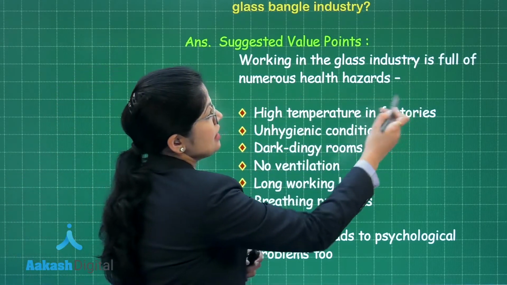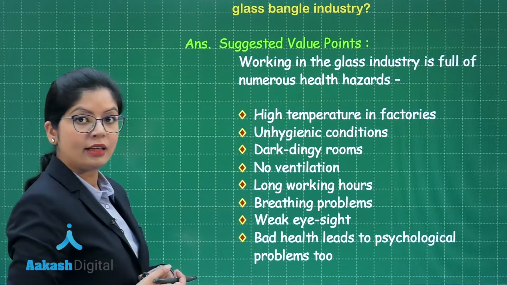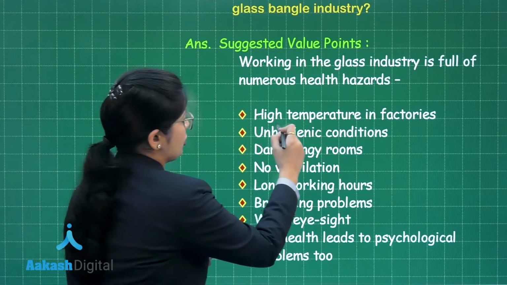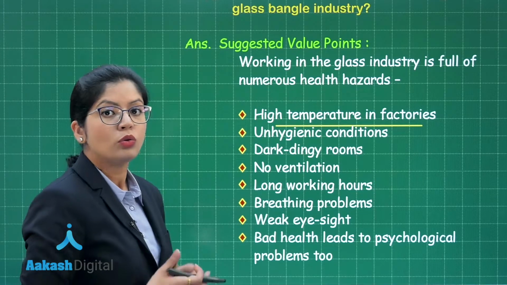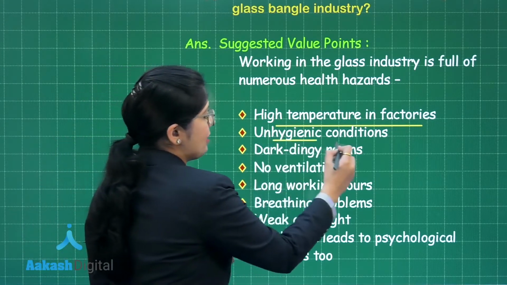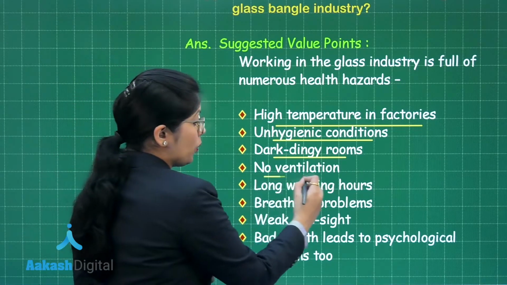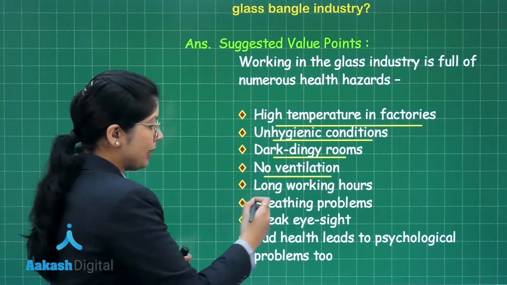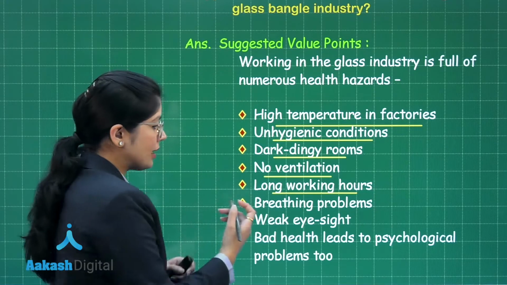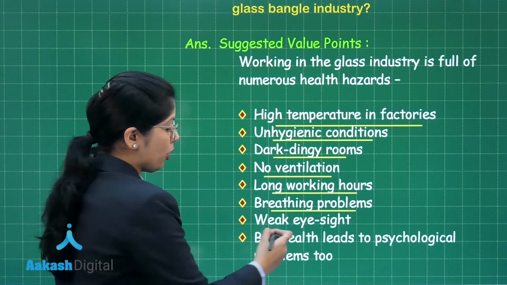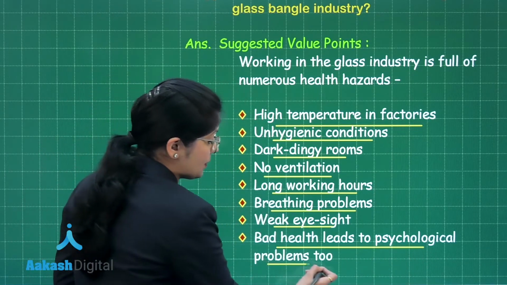Working in the glass industry is full of numerous health hazards. First, high temperature in factories. This high temperature makes it extremely difficult for little kids and other workers to work in the factory. Second, unhygienic conditions. Third, dark, dingy rooms. No ventilation, making it extremely claustrophobic. Long working hours, which makes it toilsome for people to work in these surroundings. They have breathing problems, weak eyesight, bad health leading to psychological problems as well.